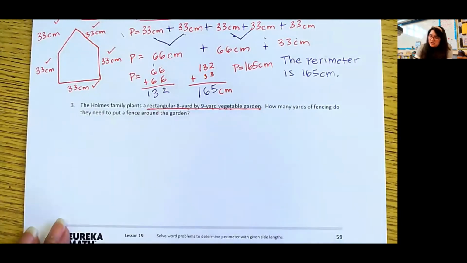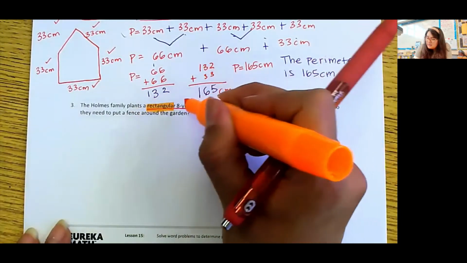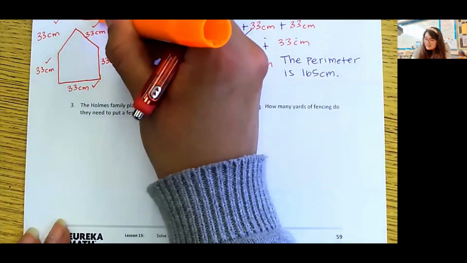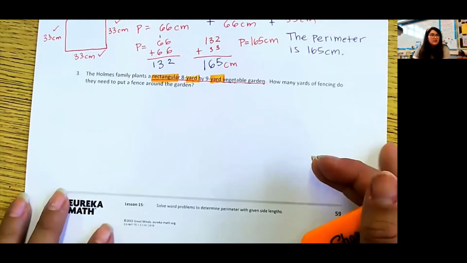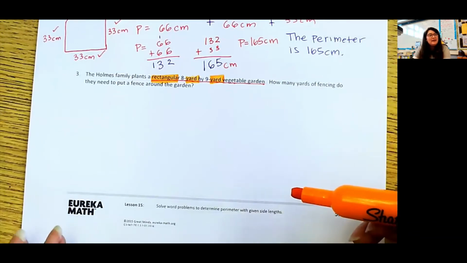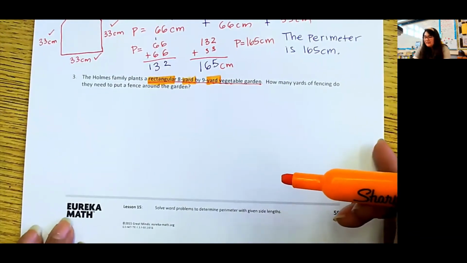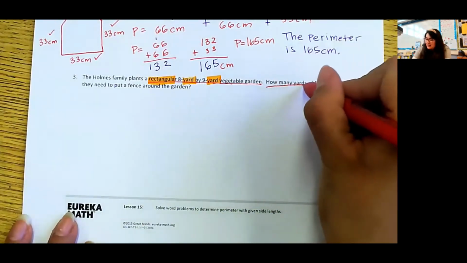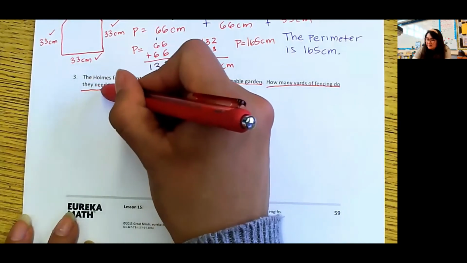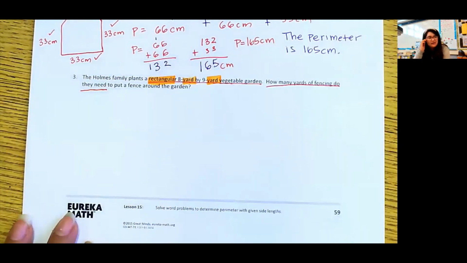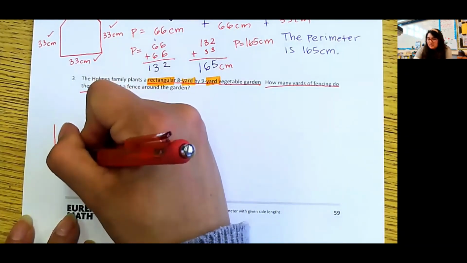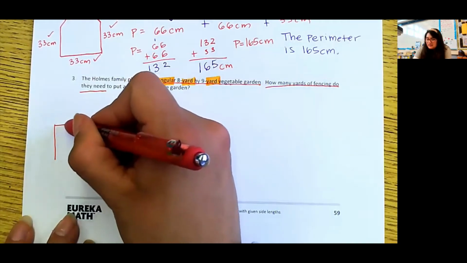Pay attention to the shape and to the unit of measure. Here we had a pentagon and we were working in centimeters. So now we're working with a rectangular 8 by 9-yard vegetable garden, okay? They want us to find how many yards of fencing they need to put a fence around the garden. So I'm going to start by drawing a picture because it helps me to be able to see what this looks like.